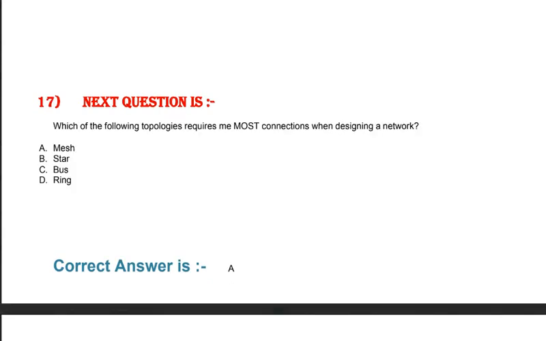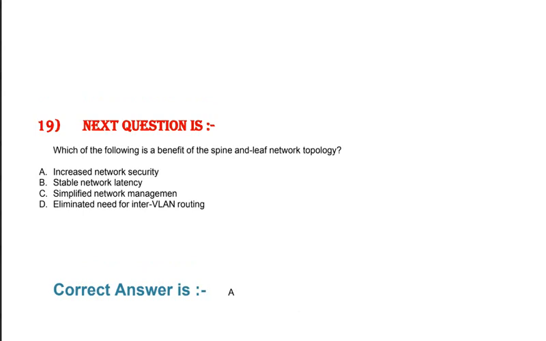Question is, which of the following topologies requires the most connections when designing a network? Option A, mesh. Option B, star. Option C, bus. Option D, ring. Correct answer is option A. Question is, which of the following is a benefit of the spine and leaf network topology? Option A, increased network security. Option B, stable network latency. Option C, simplified network management. Option D, eliminated need for inter-VLAN routing. Correct answer is option A.